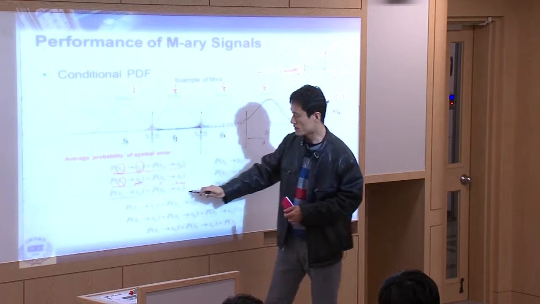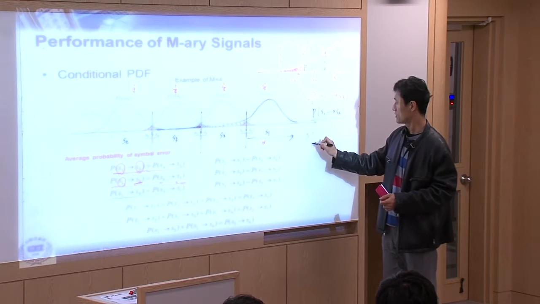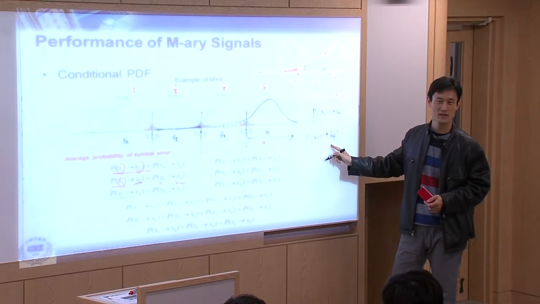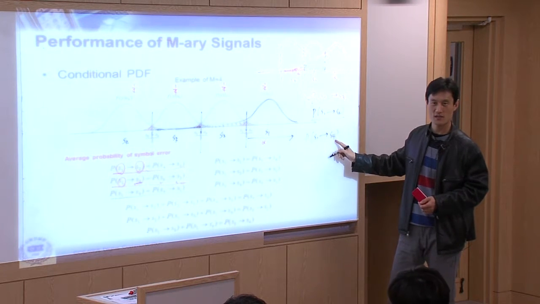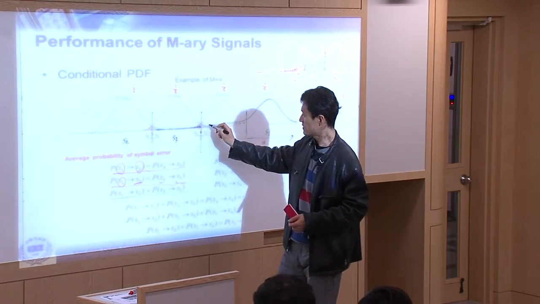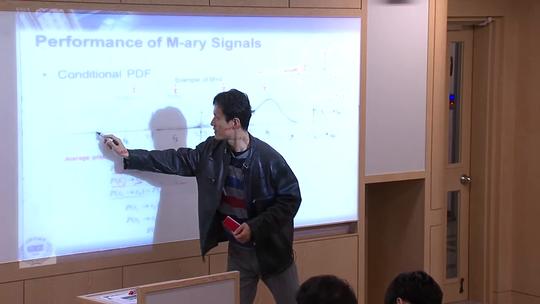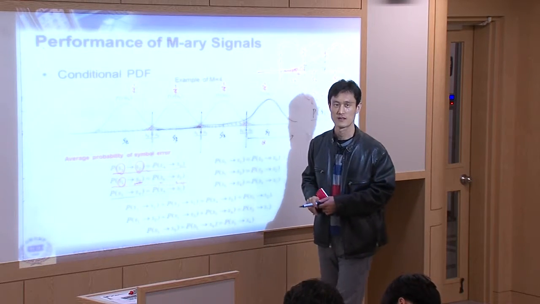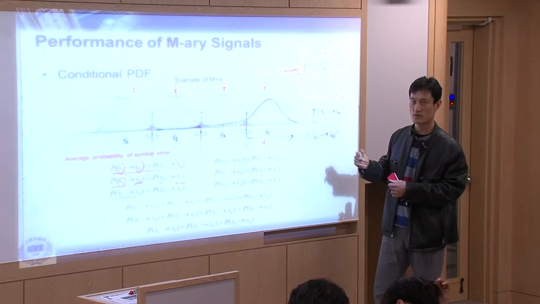And S1 is transmitted, and S4 can be received, right? This is very unlikely, but still it can happen. That means S1 is transmitted, but since this one goes infinite, there is a little bit of probability here. Okay, that's S1 to S4.